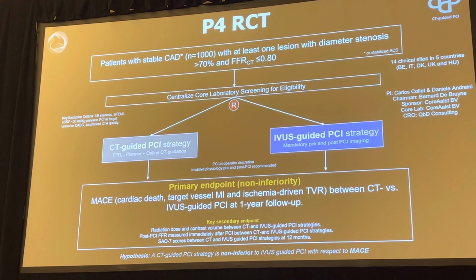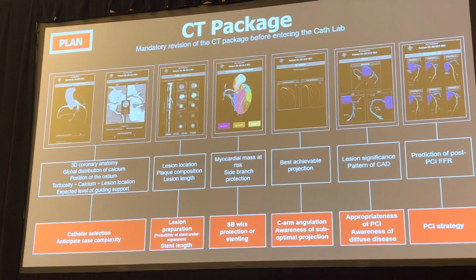We are aware that to push this concept forward we need evidence. So we have designed and we're conducting a randomized clinical trial. It's a large trial with 1,000 patients where patients referred to the cath lab with significant coronary artery disease will be randomized to two groups. One group is the CT-guided PCI, and I'm going to explain in detail what that actually means. And the control group is what we believe is today the state-of-the-art PCI, which is IVUS-guided PCI. This is a non-inferiority trial with MACE as an endpoint at 1 year.